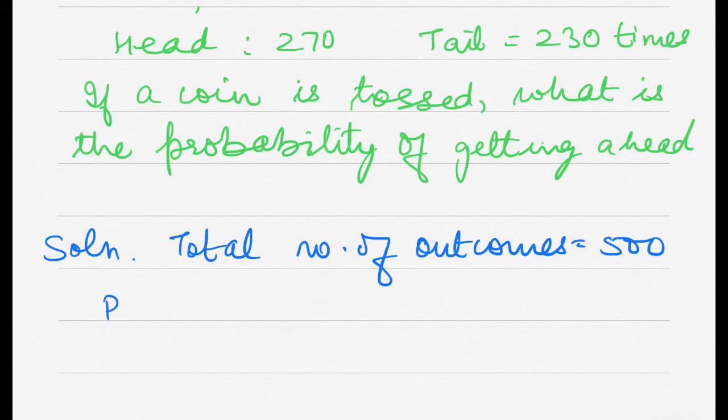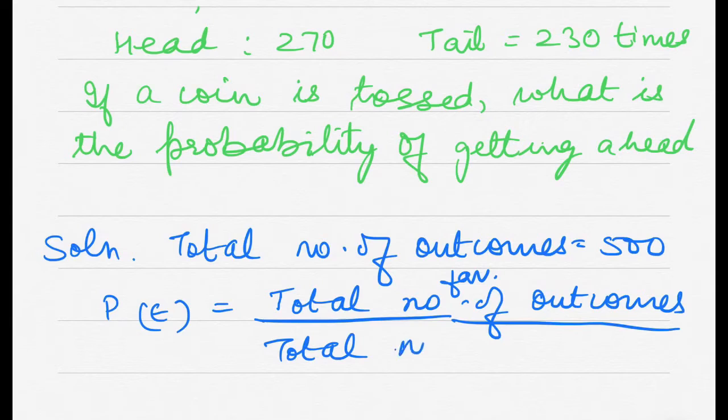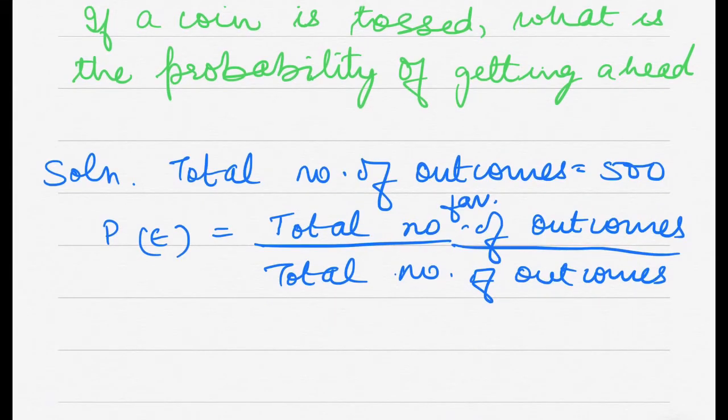Now they are asking for head, so first I'll write down my formula. The probability of an event is equal to the number of favorable outcomes by the total number of outcomes. Now I need to find out the number of favorable outcomes.